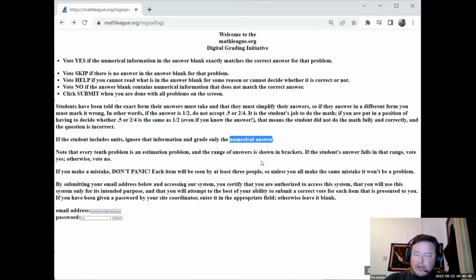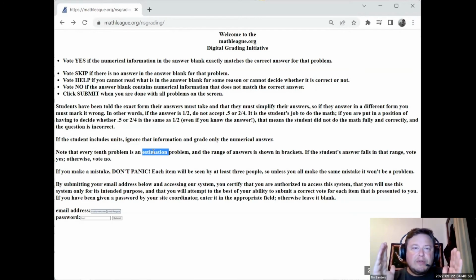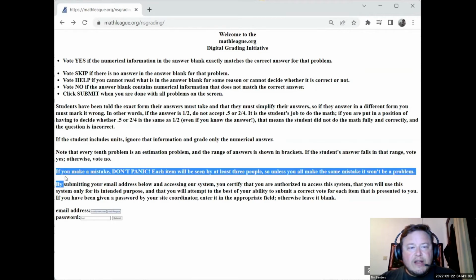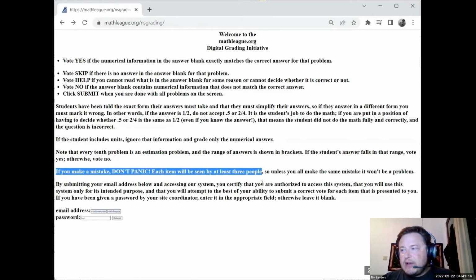One thing I do need to point out that's a little bit weird about number sense grading is that every 10th problem is an estimation problem. They're going to tell you in the answer what the lowest and highest possible answer that the student could give, and as long as the student is somewhere in that range, then you give them credit for the answer. Just like with the other test, every number sense question will be seen by at least 3 people, so if you make a mistake, it'll get fixed. Don't worry about it. Just keep moving on.